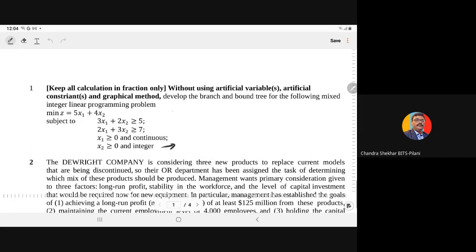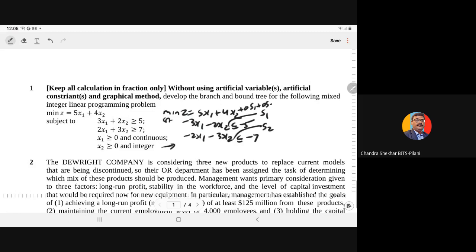So first of all, we can write this as: minimize z = 5x1 + 4x2 subject to -3x1 - 2x2 <= -5, then -2x1 - 3x2 <= -7. Then we add the slack variable s1 here, and the slack variable s2 here. So 0s1 + 0s2, and x1, x2, s1, s2 >= 0. Then we apply the dual simplex method.